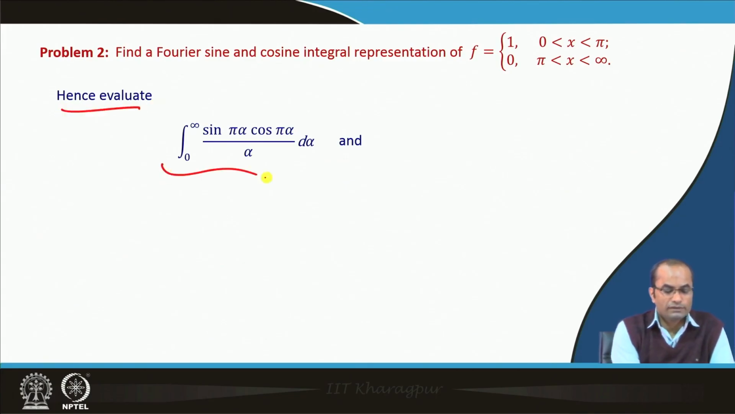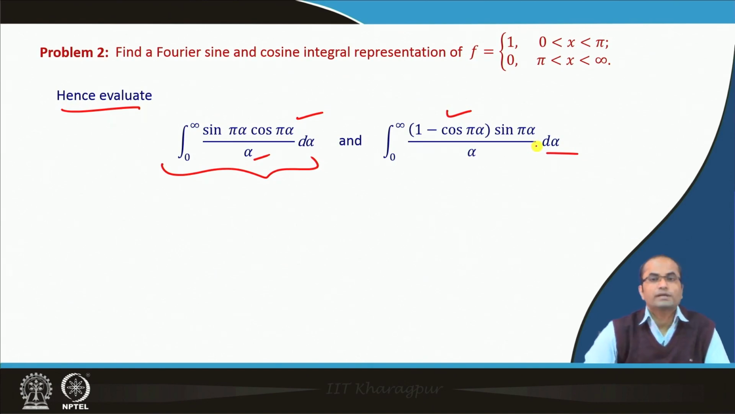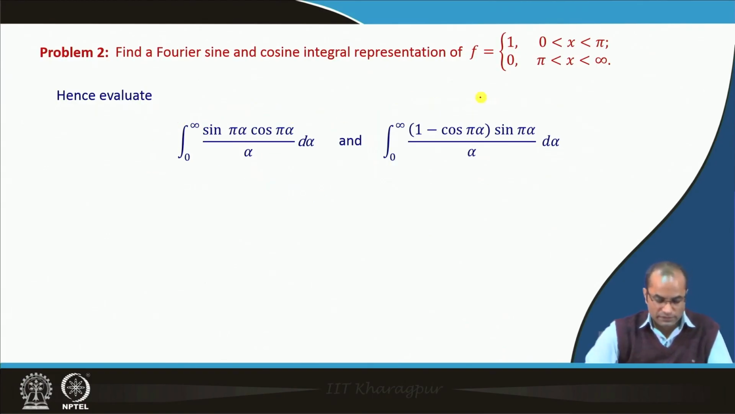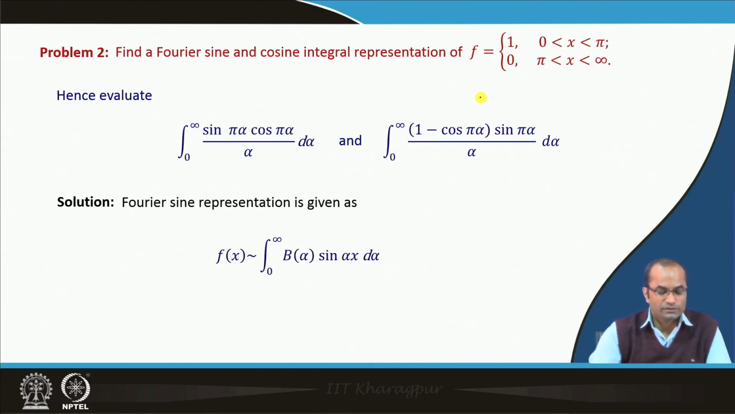and the question further is to evaluate the integral from 0 to pi of sin pi alpha and this cos pi alpha over alpha, and also this (1 minus cos pi alpha) sin pi alpha over alpha d alpha. So, after evaluating this Fourier sine and cosine representation, we will see that we can easily evaluate these integrals. Coming to the Fourier sine representation, where this function is extended to an odd function over the whole real axis, minus infinity to plus infinity, we can write down its Fourier sine representation.